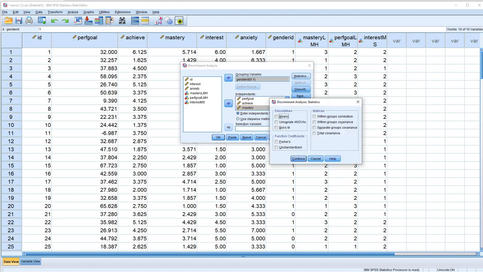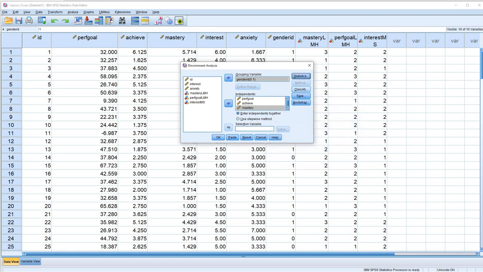So we'll move performance goals, achievement, and mastery over to the independents box. We'll click on Statistics, and we'll ask for means, univariate ANOVAs, and then Box's M. And Box's M is used to test the assumption of homogeneity of population covariance matrices between the groups. So in other words, the assumption is that the variances and covariances of our predictor variables are equal across the 2 groups. Under matrices, we can obviously ask for various matrices. I'll just go ahead and click on within groups correlation, within groups covariance if you want to study those.